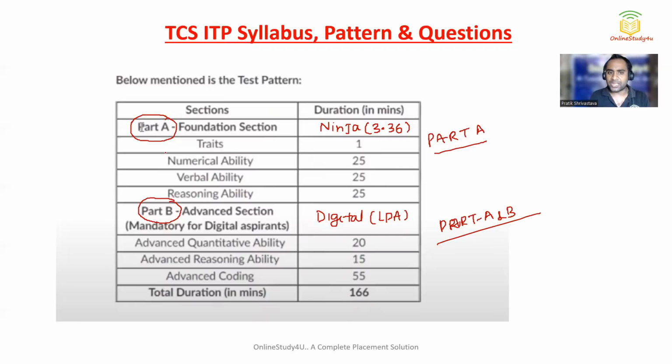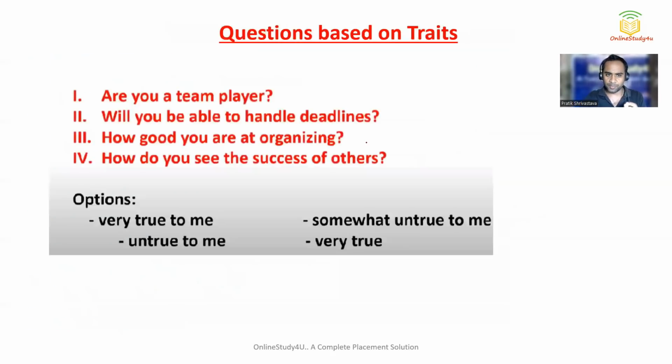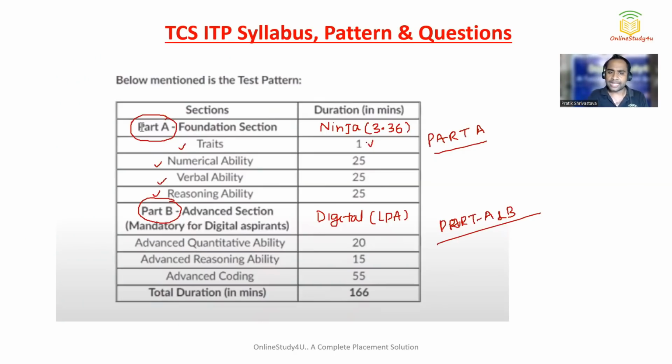So friends, in the foundation section we have traits, numerical ability, verbal ability, and reasoning ability. Numerical ability is nothing but aptitude, verbal ability is English, and reasoning ability is your reasoning. For traits, there will be 1 minute per question. They have not given the number of questions. Traits means nothing but a psychometric test. We will see some of the questions based on that.